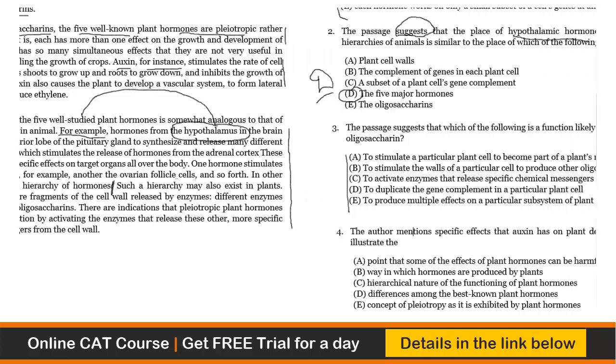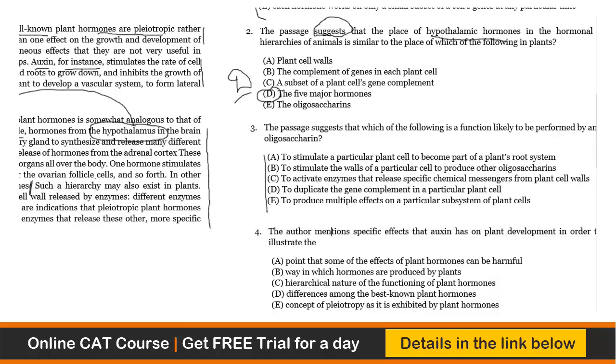But the problem is that we don't have any such option. A says to stimulate a particular plant cell to become part of a plant's root system, to stimulate the walls to produce other oligosaccharin, to activate enzymes that release specific chemical messengers, to duplicate the gene, to produce multiple effects. So definitely E goes out, because oligosaccharin is not producing multiple effects.